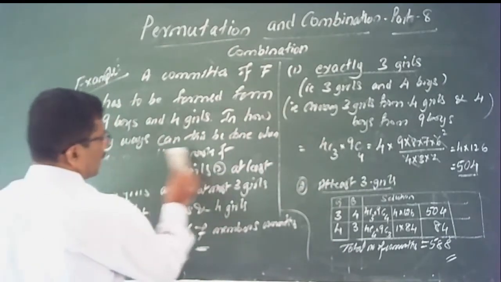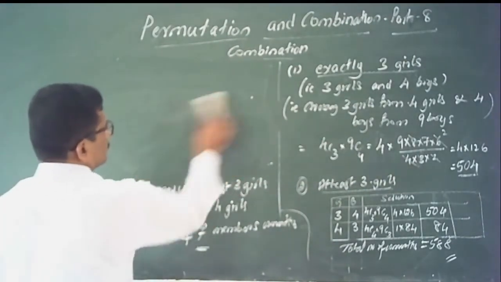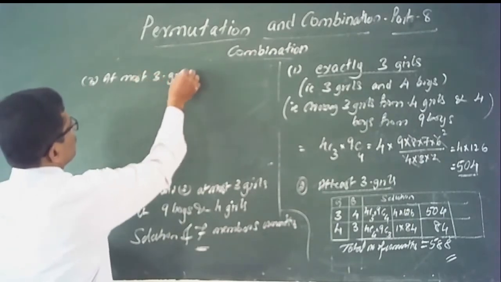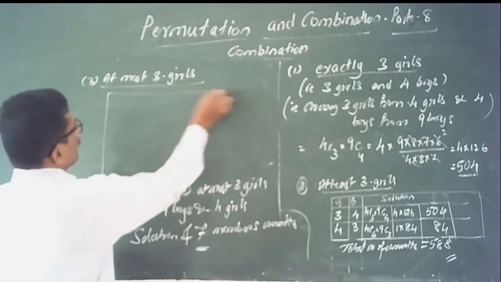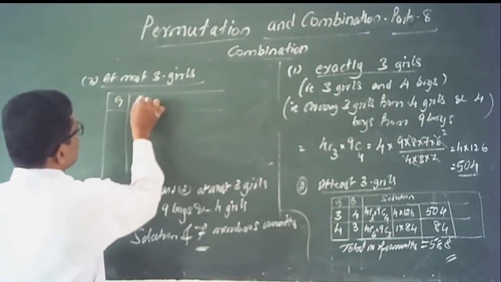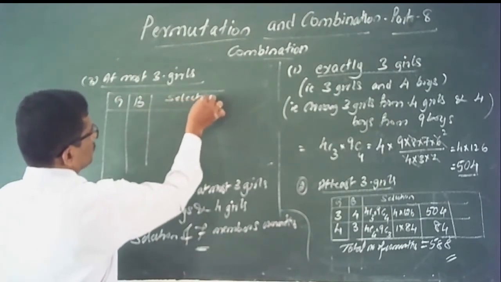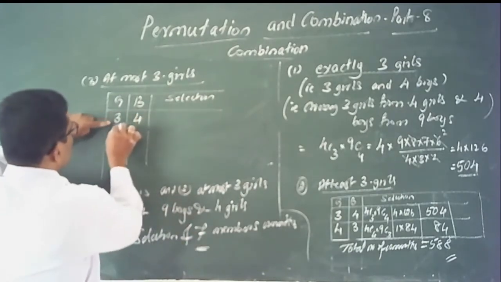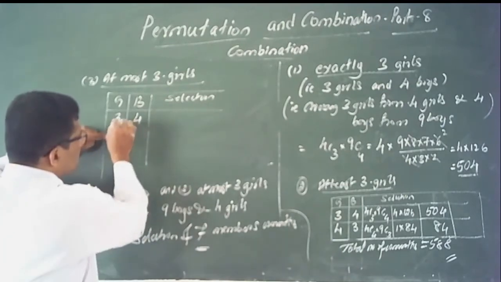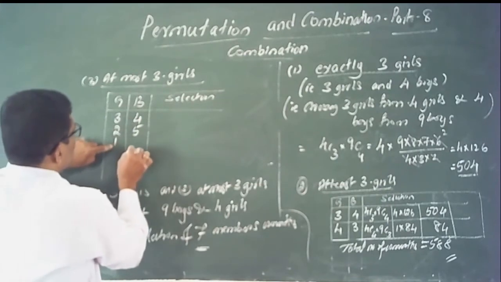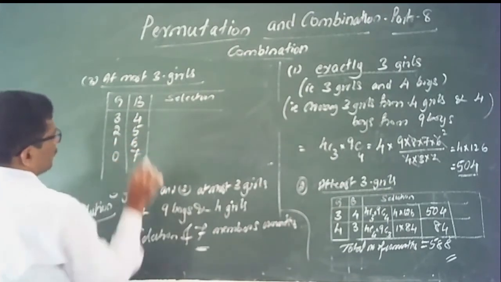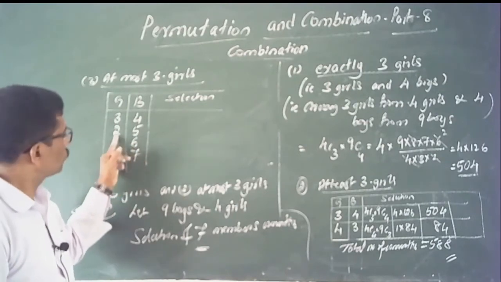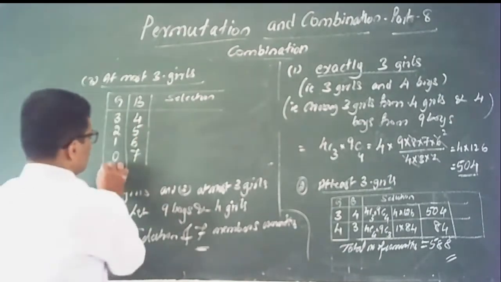And the third condition is at most 3 girls. The maximum is 3 girls. Here also you can write in a table: girls, boys, and the selection. At most means the maximum is 3 and the total is 7. Either no girls and 7 boys, or 1 girl and 6 boys, 2 girls and 5 boys, or 3 girls and 4 boys. This is the number of ways.